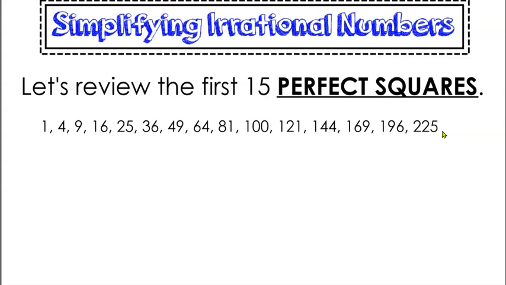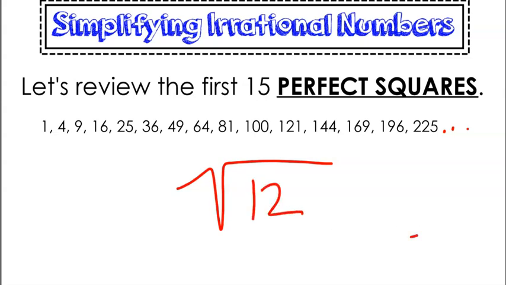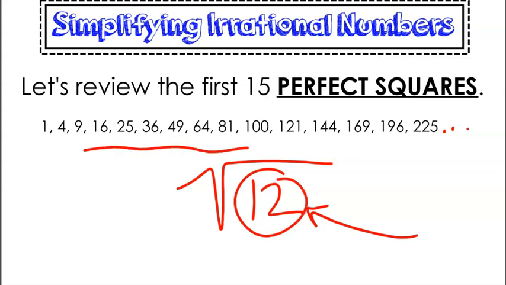Now this list certainly keeps on going, but most of the times the number that you'll be given will have one of these as a factor. You're going to use these to try and divide them evenly into whatever your radicand is. So if this is my square root expression, the 12 is known as the radicand. So I'm going to try dividing 12 by some of these perfect squares. Now obviously I can't choose something bigger than 12, so all of these would be out.